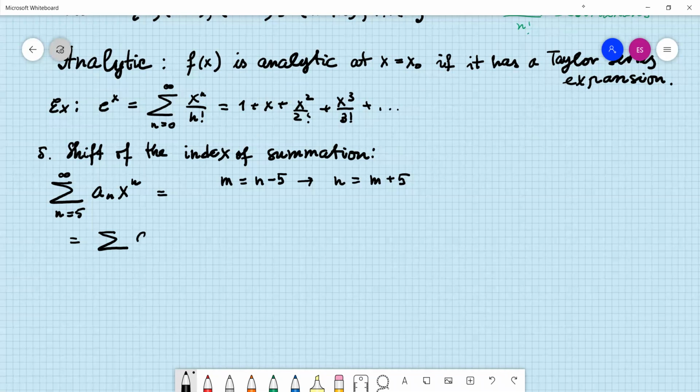Instead of n here, I'm going to write down a sub m plus 5, x to the power of m plus 5. Now, my n here starts with 5, right? When n equals 5, m is 5 minus 5, so m starts with 0 and goes to infinity. So that's how we change the index of summation.